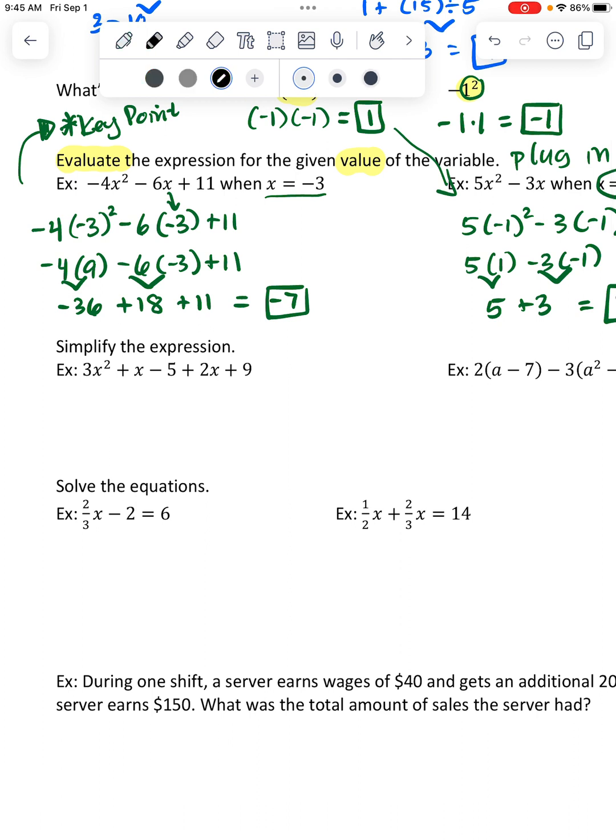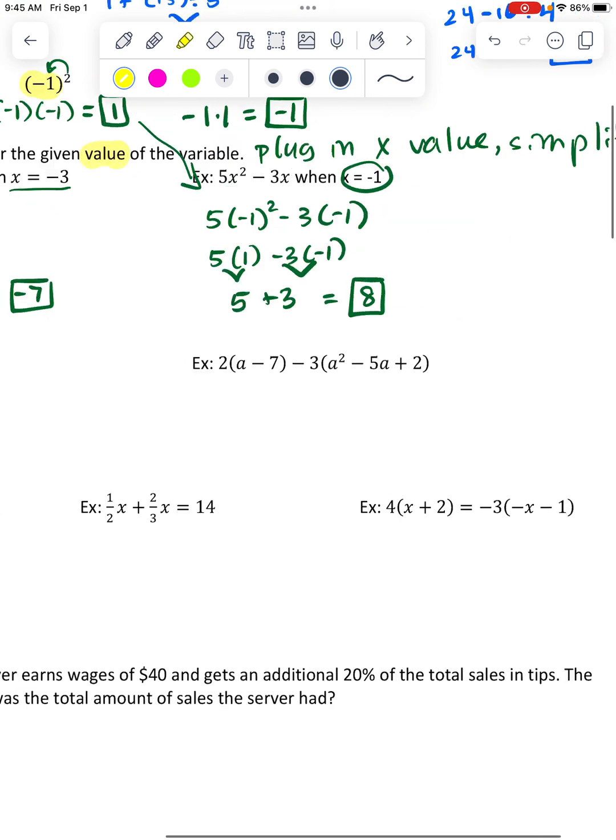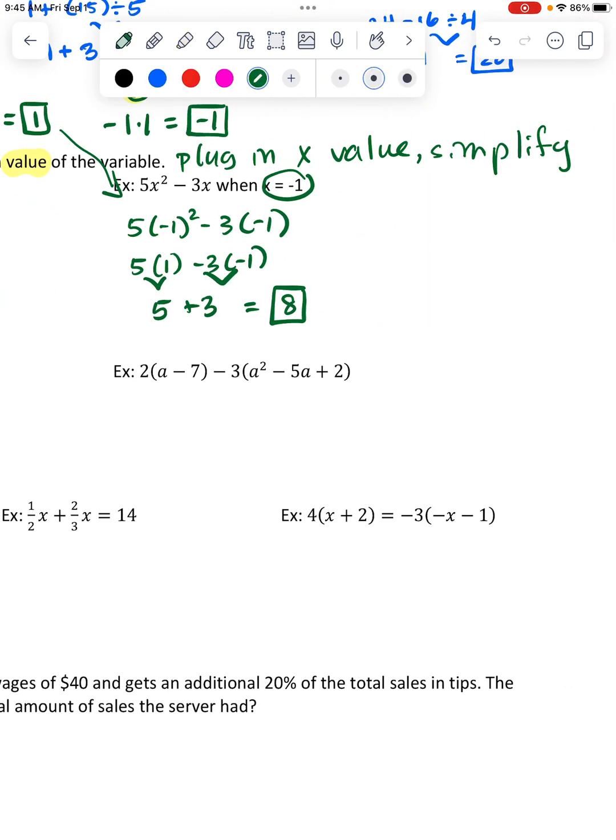Now I'm looking at my verb, and my verb says to simplify, but now I have x power terms in there as well. So let's review what that means.